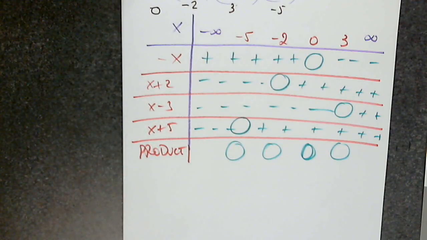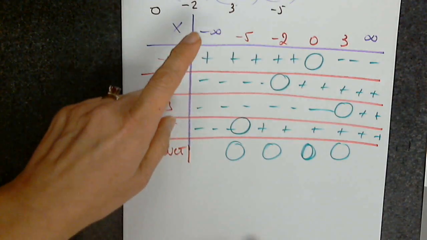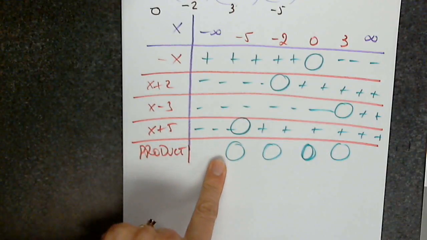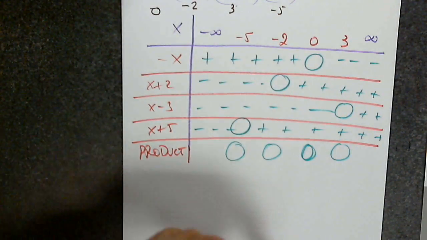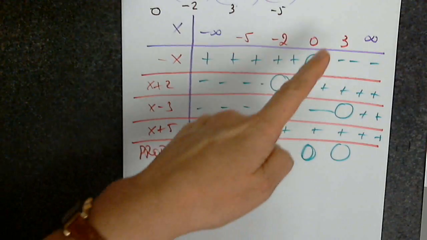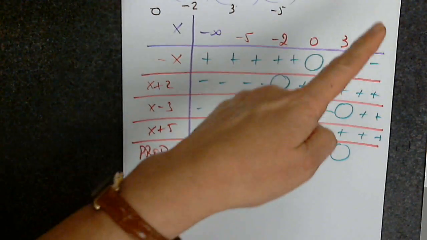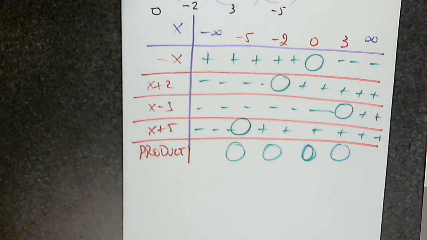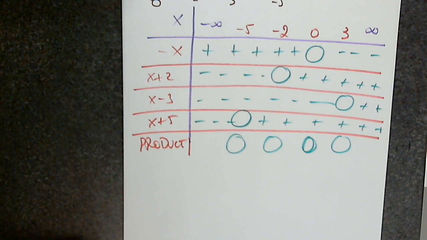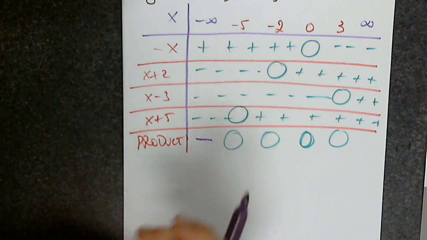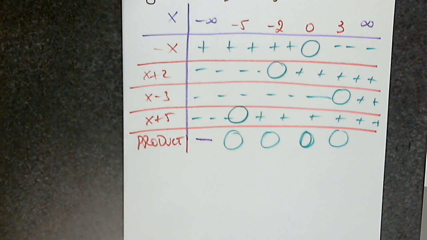How many subintervals do we have? Let's count them. 1, 2, 3, 4, 5. In each subinterval, I count the negatives. I see 3 in the first subinterval. What will be the sign of the product in the first subinterval? Negative. 3 negatives will always give us a negative when we multiply them.